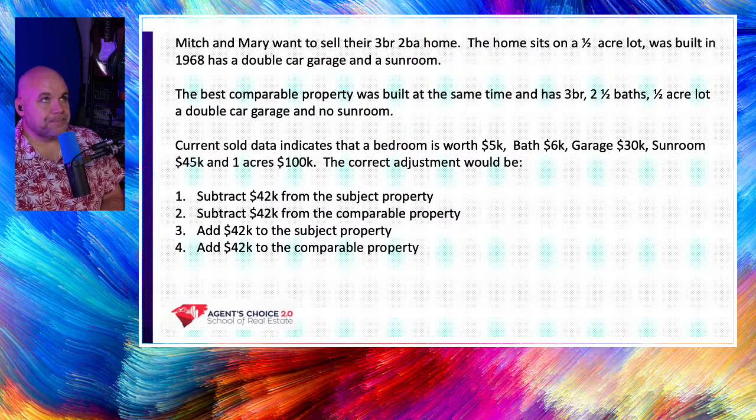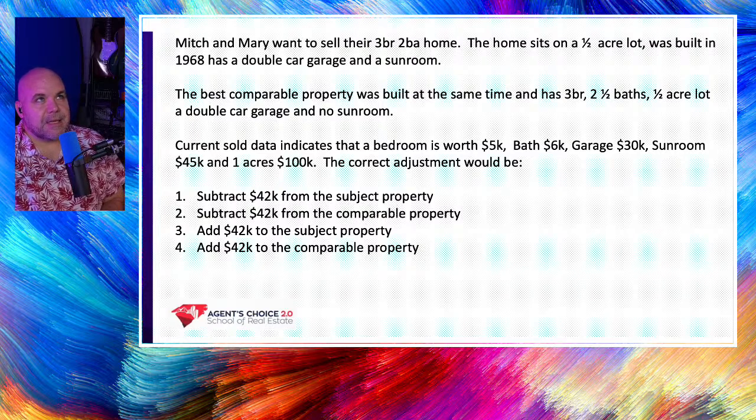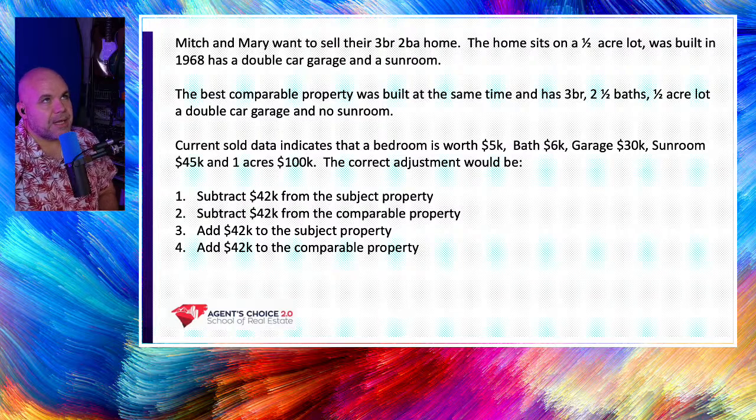Let's look at this example. Mitch and Mary want to sell their 3-bedroom, 2-bath home. It's on a half an acre lot, built in 1968, has a 2-car garage and a sunroom. The best comparable property was built at the same time, has 3 bedrooms, 2.5 baths, a little bigger, one more half bath, I should say. Half acre lot, same thing, 2-car garage and no sunroom. Current sold data indicates a bedroom is worth $5,000. A bath is $6,000, a garage is $30,000, a sunroom is $45,000, and 1 acre is $100,000.